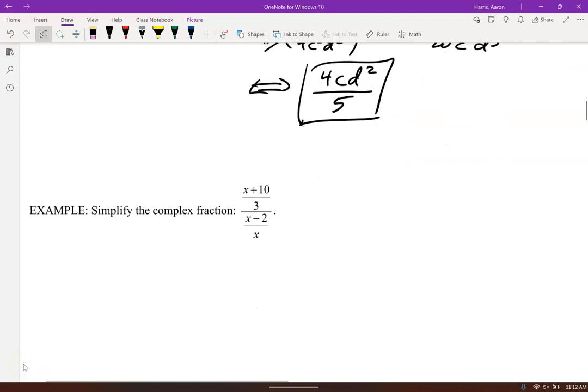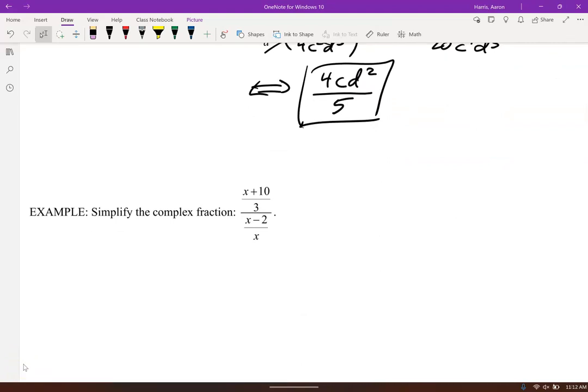All right, now let's go ahead and do it where we've got again, another fraction over a fraction, right? But a single fraction is a rational expression, x plus 10 over 3, over another rational expression, x minus 2 over x. So as long as you've got one fraction on the top, one on the bottom, we can go ahead and multiply by the reciprocal again. And that again leaves us with 1 there.